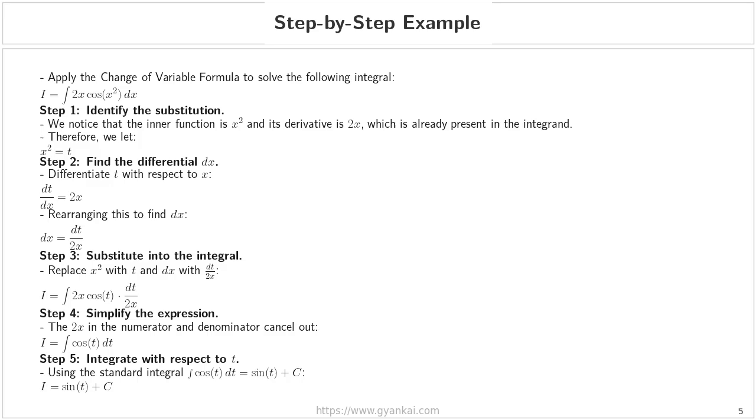Step 5. Integrate with respect to t. Now we have a much simpler integral. The integral of cosine of t with respect to t is a standard result. Sine of t plus a constant, so our integral becomes sine of t plus c.